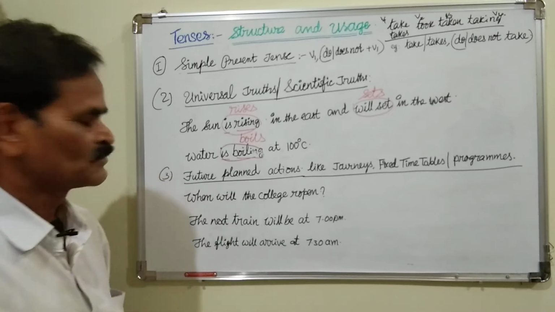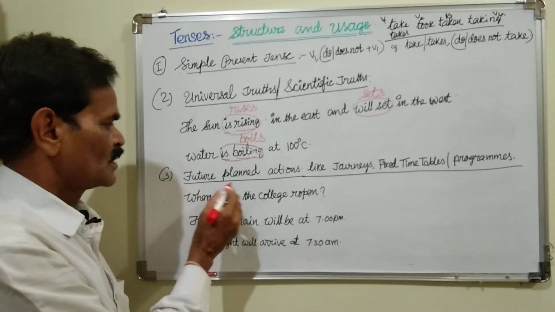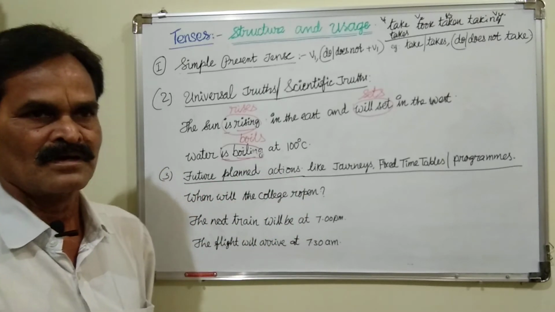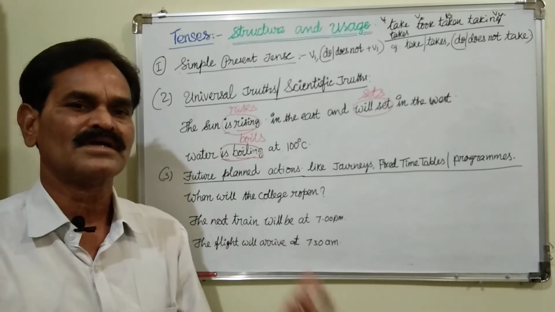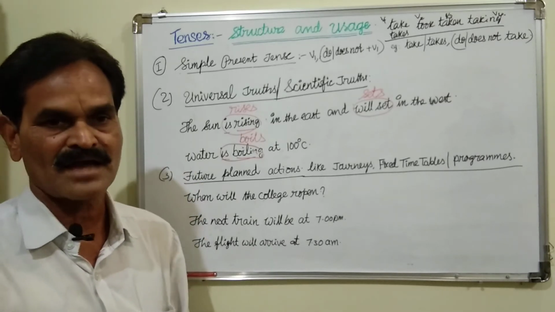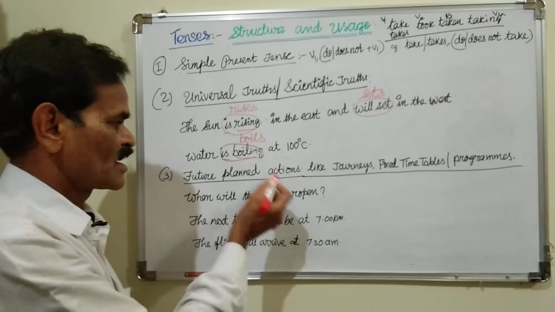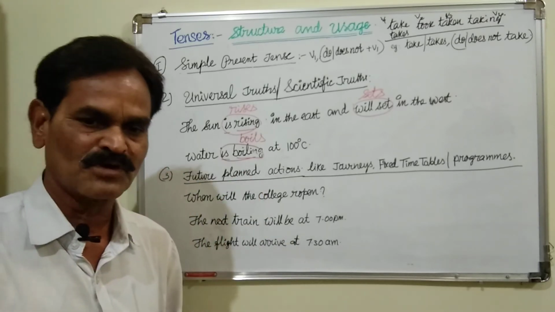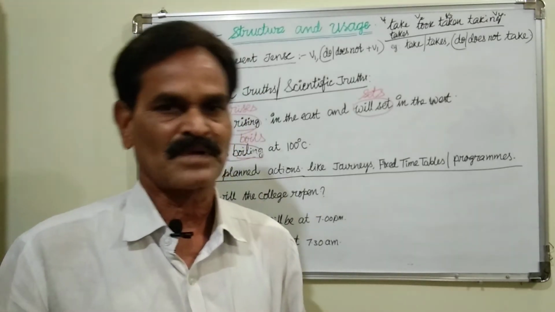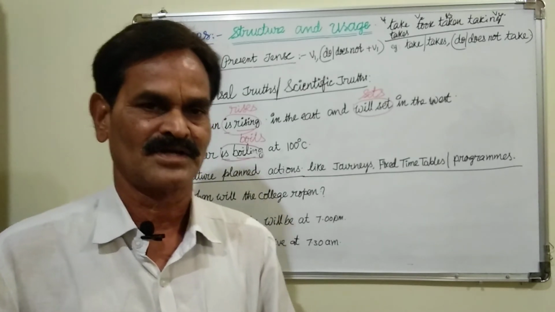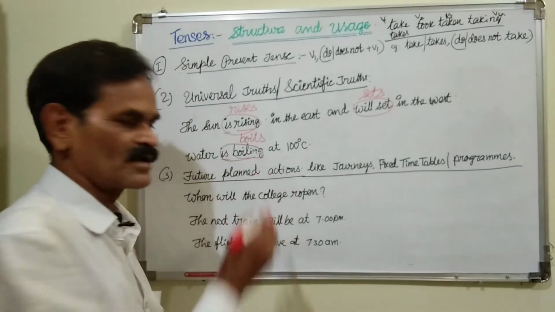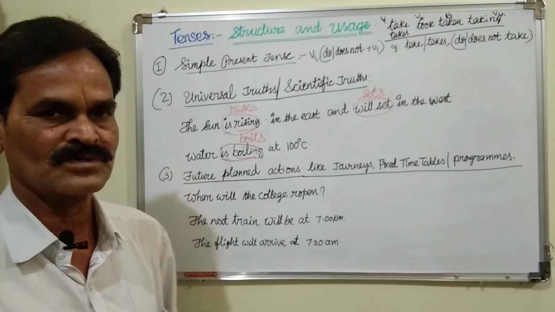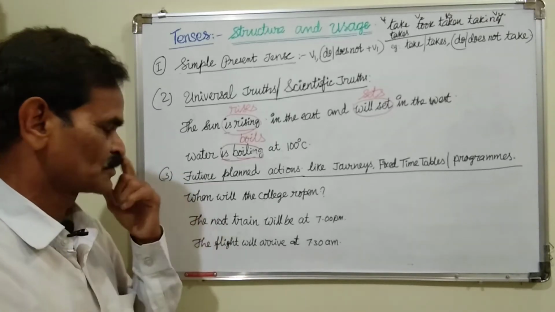Next, the third one is a planned action. That action will happen only in the future, but it is a planned action. For future actions, we have to use simple future tense, will plus V1 or shall plus V1 only. But when it happens to be a planned action, we must use simple present tense only.